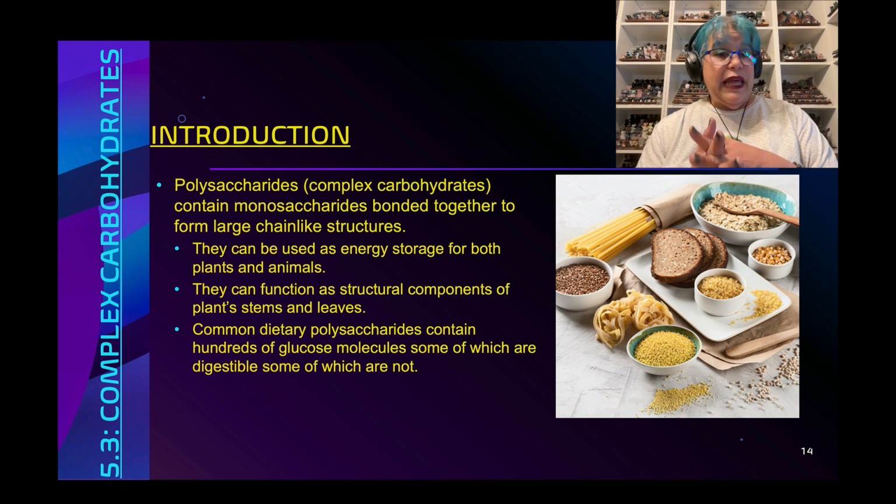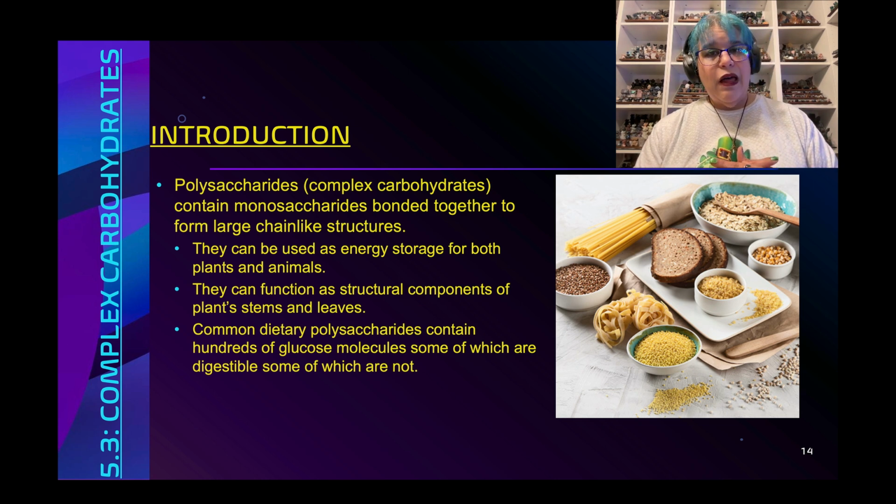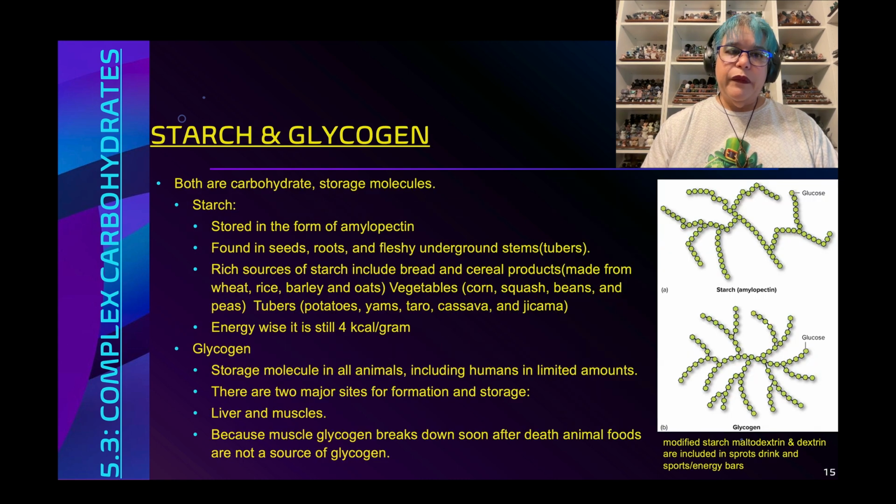Polysaccharides are called complex carbohydrates because you've got monosaccharides all bonded together in this long chain-like structure. They are used as energy storage in both plants and animals, but they can also function as structural components of plants for their stems and their leaves. Common dietary polysaccharides contain hundreds of glucose molecules, some of which are digestible while others aren't, and we're going to talk about that. So the two types that we can digest are going to be starch and glycogen.